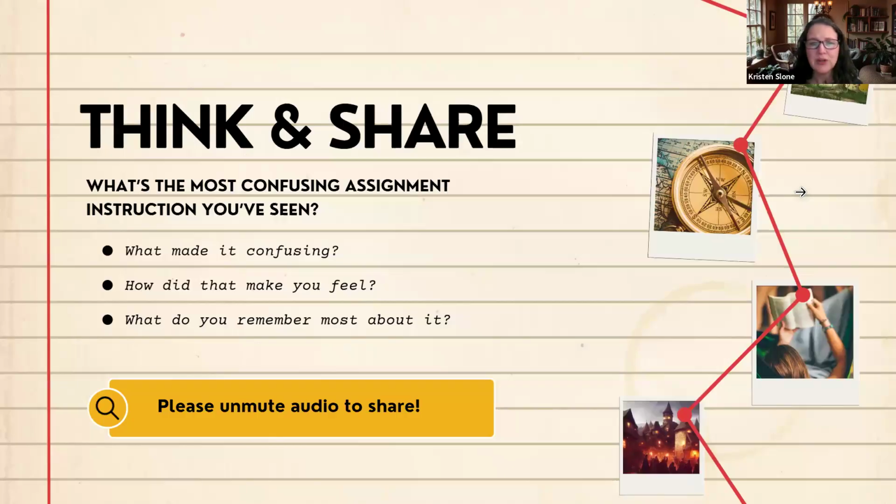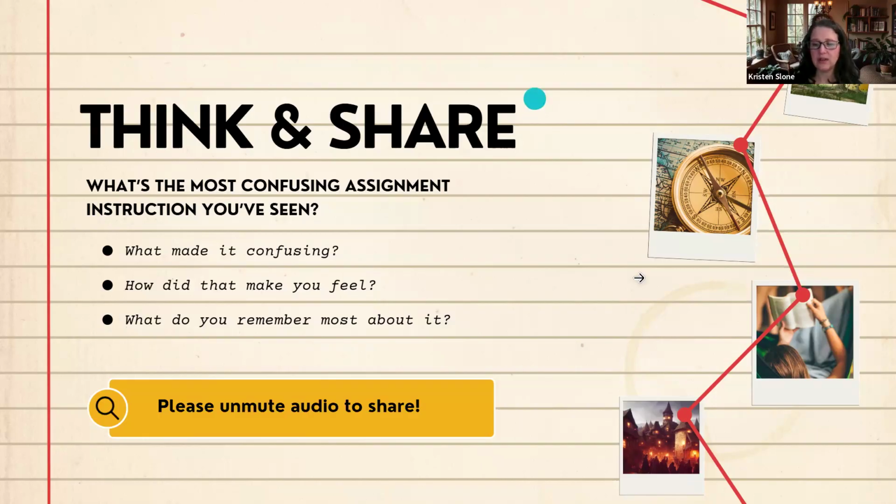So would anybody else like to share before we move on? It kind of sounds like I'm hearing a pattern. Most confusing assignments are where instructions were unclear or where you weren't sure of the purpose behind the assignment. Why am I doing this? That's kind of a common theme here. Anyone else? Okay.